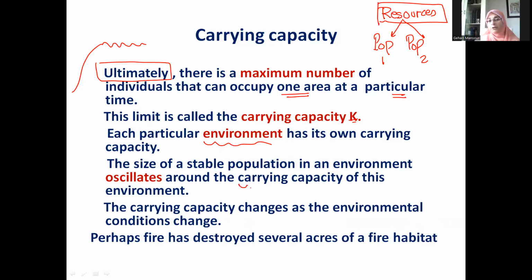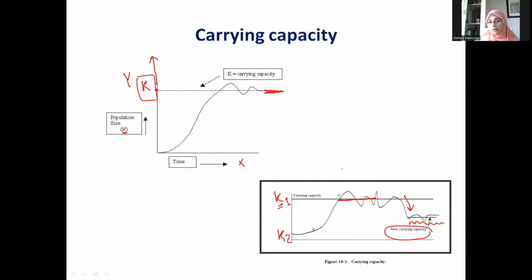Usually when the population reaches the carrying capacity, we have a more or less constant number of individuals, but it's oscillating, meaning that there might be slight changes up or slight changes down. And that carrying capacity, as we said in the second graph at the bottom on the previous slide, might become a new carrying capacity when environmental changes occur.